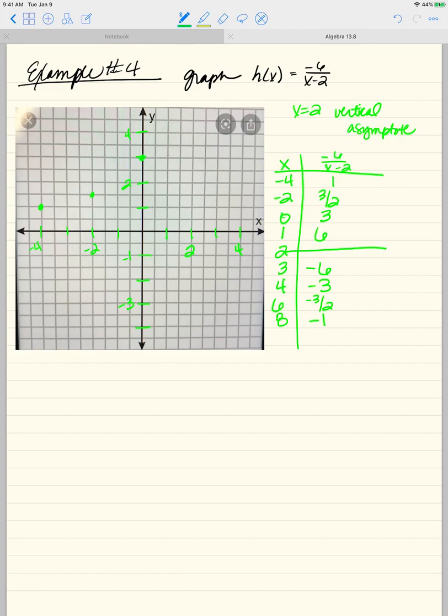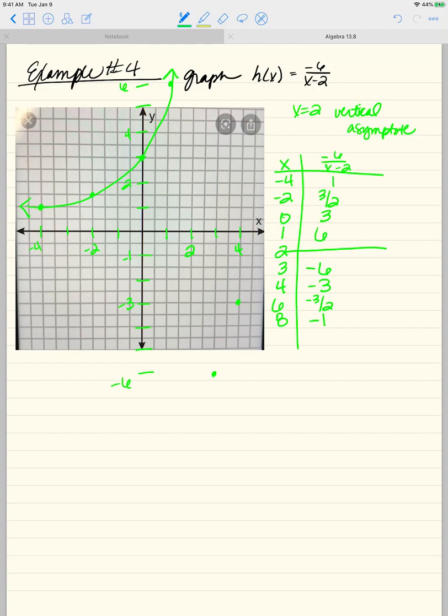And 1, 6. So I've got to go up 5. Call this 6 right here. 1, 6. I'm going to put that guy right about there. And here's that branch. Then 3, negative 6. And 5, 6. Here's negative 6 down here. So 3, negative 6. 4, negative 3.